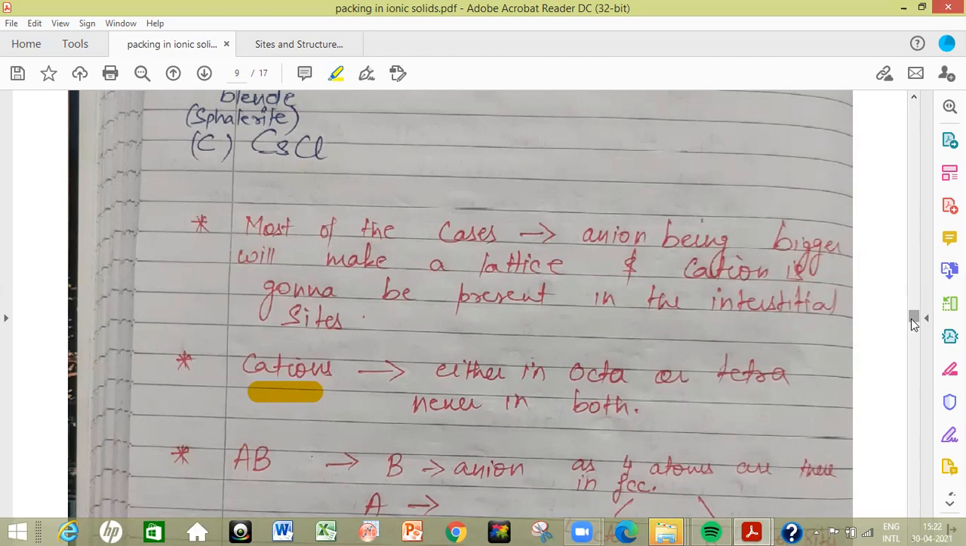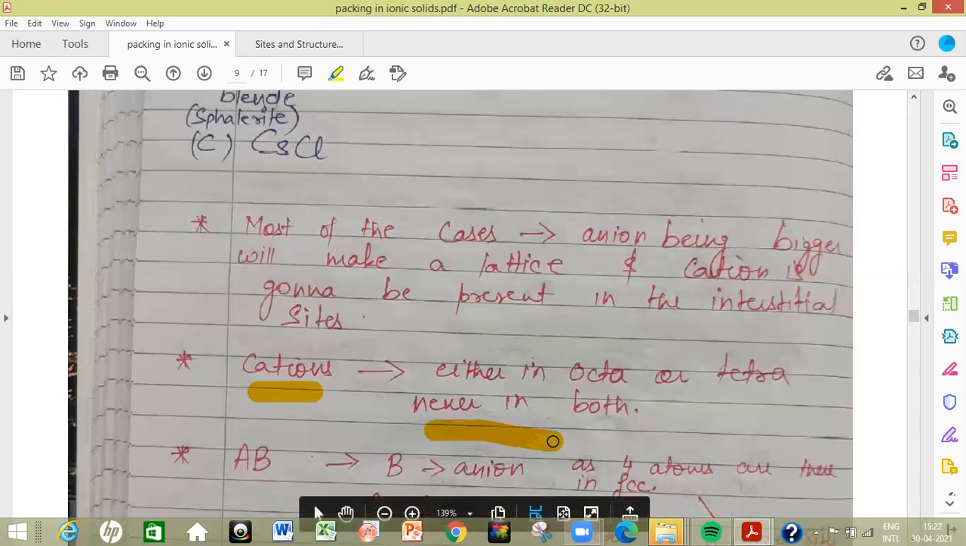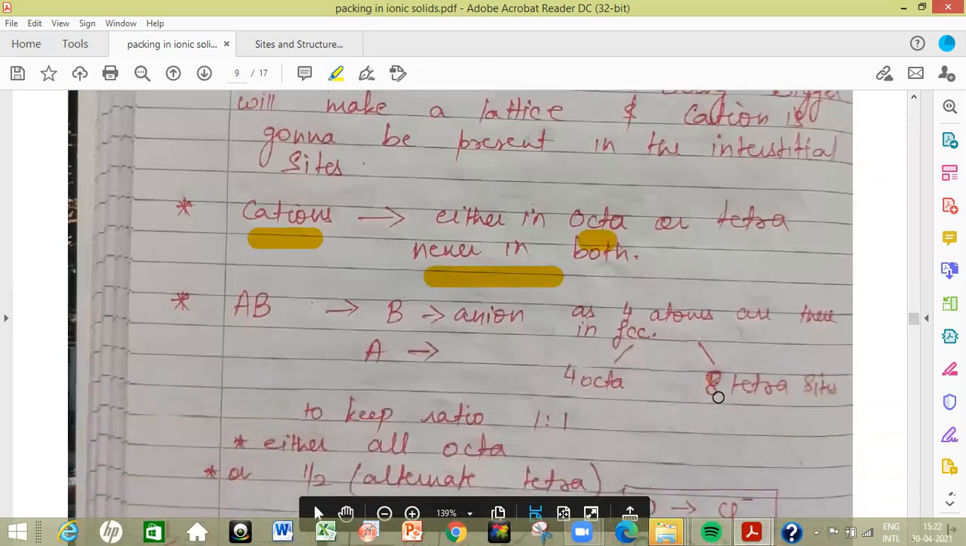Anions will occupy either the FCC lattice, the simple cubic lattice, or the HCP lattice, and cations are going to be present in the voids which are formed due to that lattice. Cations are going to occupy either the octahedral sites or the tetrahedral sites. They cannot occupy both types of sites. So they can occupy either the octahedral site or the tetrahedral site. So in case of AB, B is the anion.